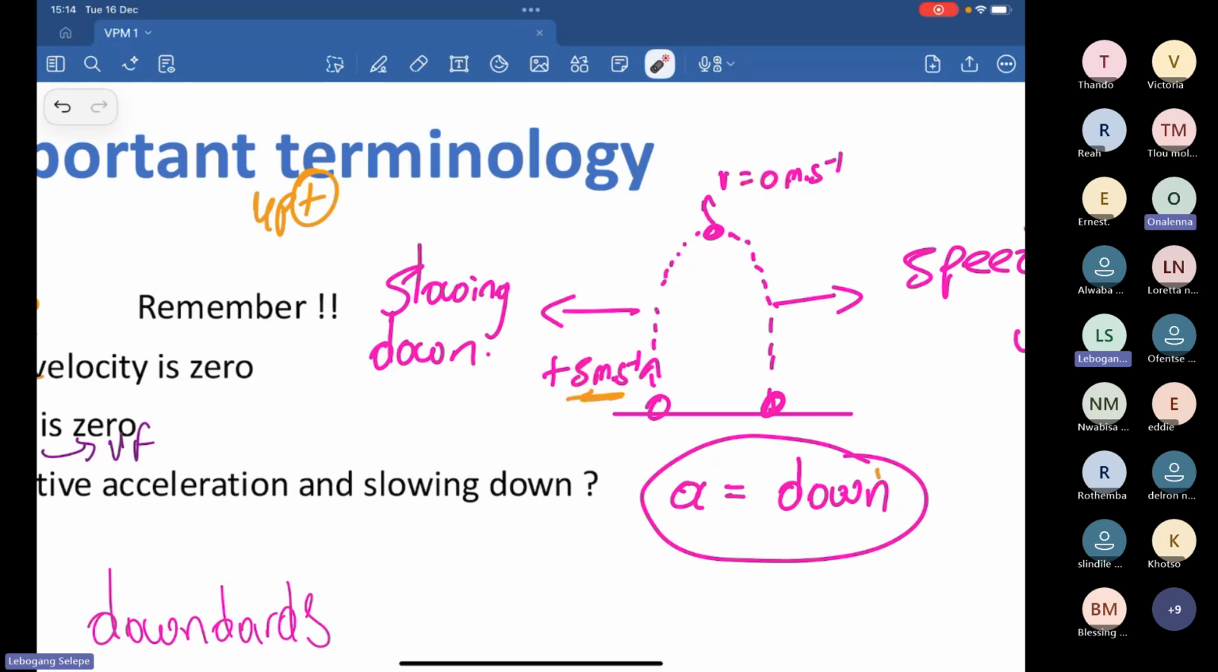Okay, sir. Thank you. You did mention that we ignore the wind, the air friction. In a real-life situation, if I throw a ball upwards, obviously the air friction is going to act. So does that affect the velocity?